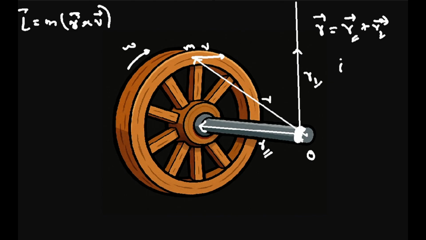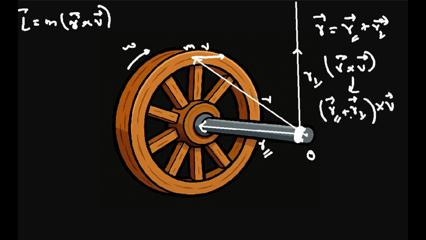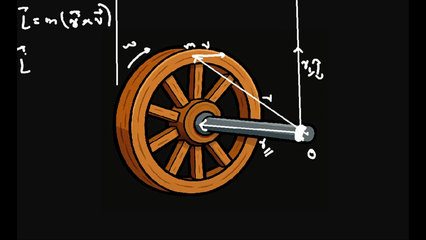So r cross v, I can write as r parallel plus r perpendicular, cross v. You know that this is the distributive property, so I can write r parallel cross v plus r perpendicular cross v. These are the two components. That's why our angular momentum can be represented as the angular momentum due to the parallel one plus the angular momentum due to the perpendicular one.